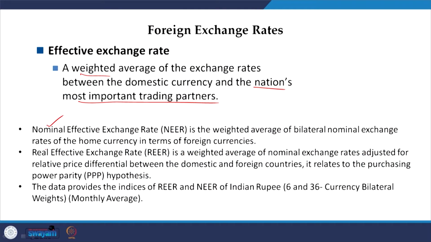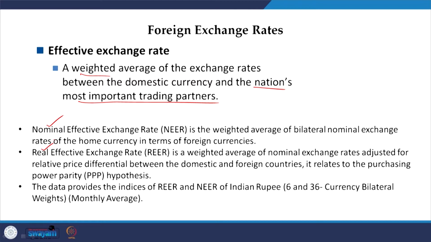There are two concepts that emerged in the context of effective exchange rate. One is called NEER and another is called REER. NEER is the nominal effective exchange rate and REER is the real effective exchange rate. Nominal effective exchange rate is the weighted average of bilateral nominal exchange rates of the home currency in terms of foreign currencies.